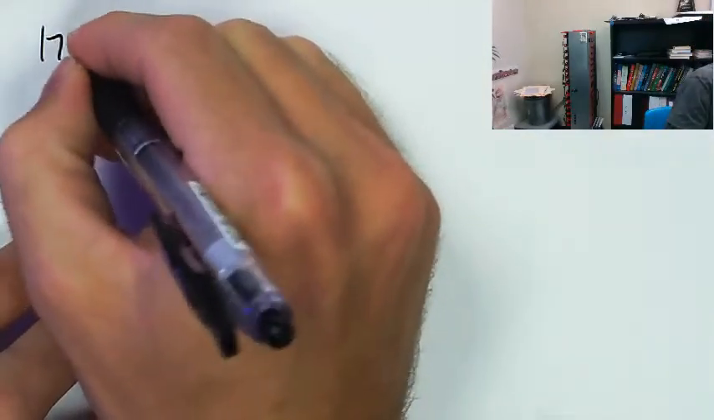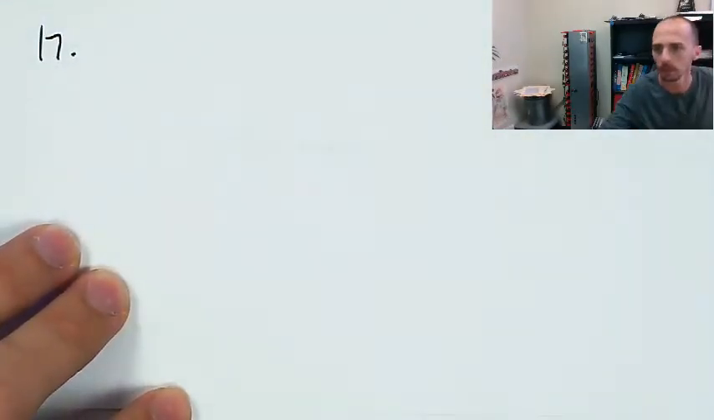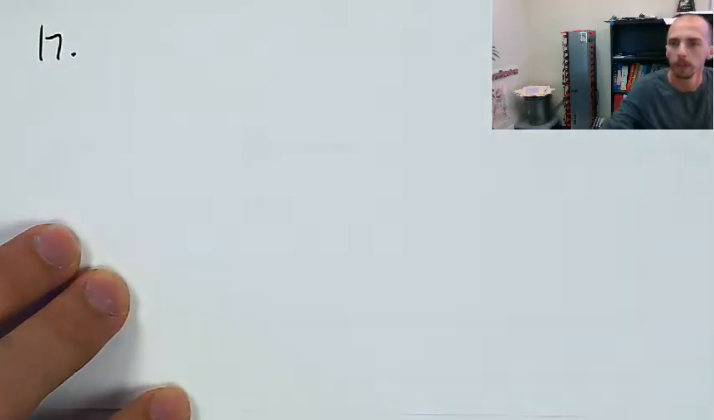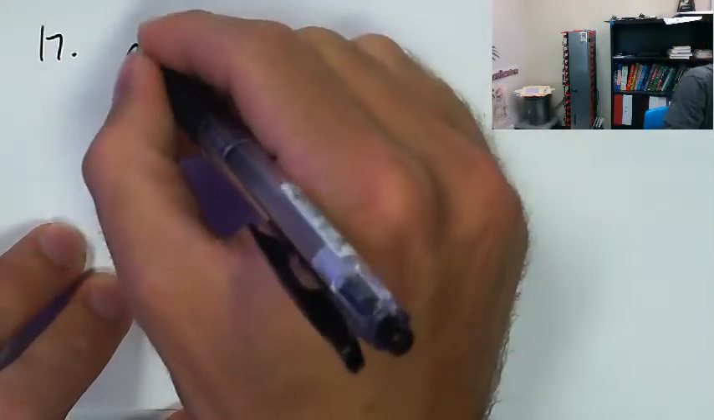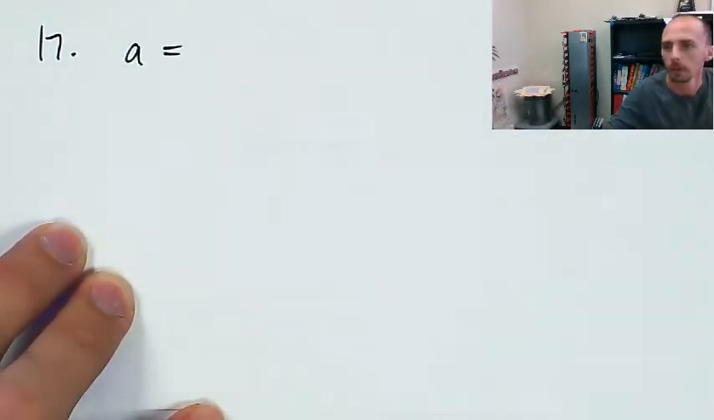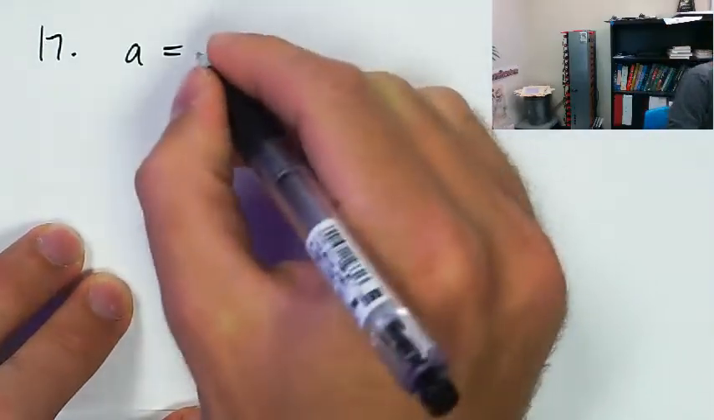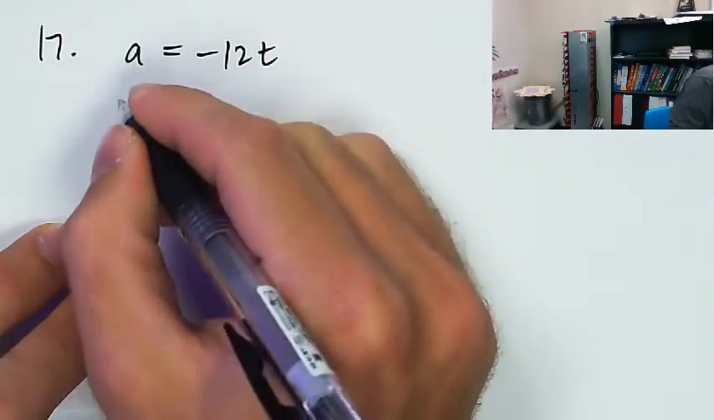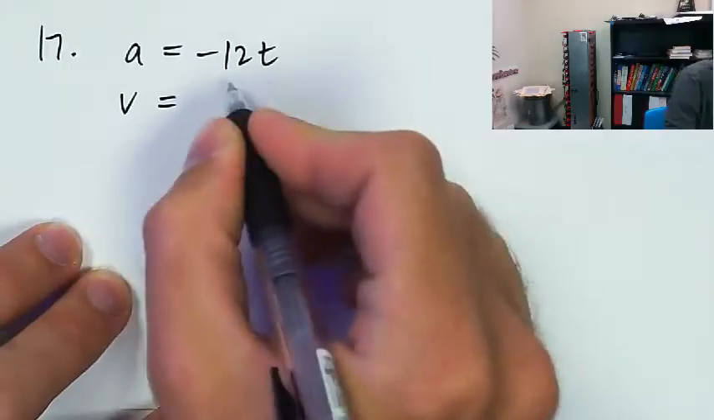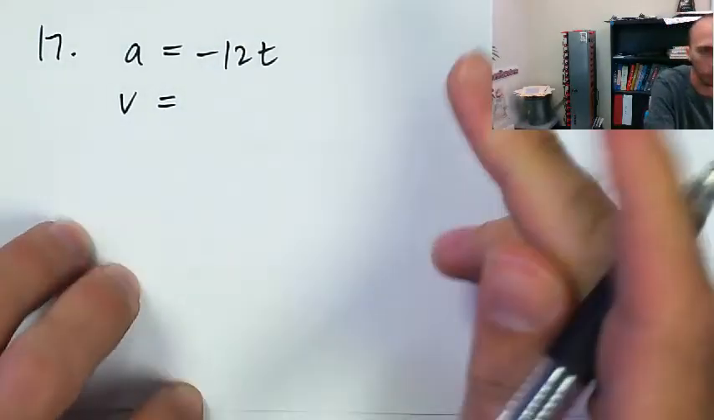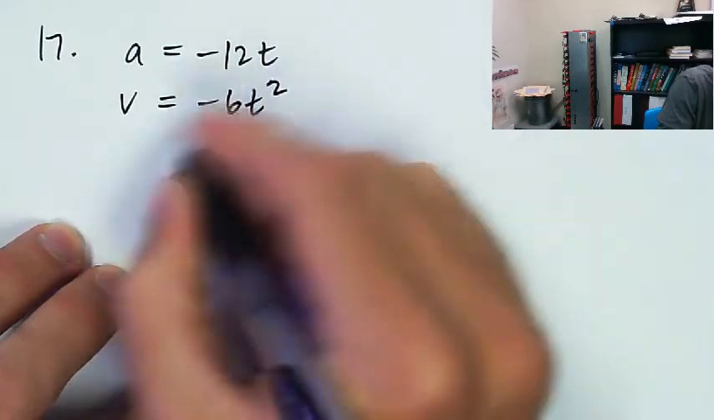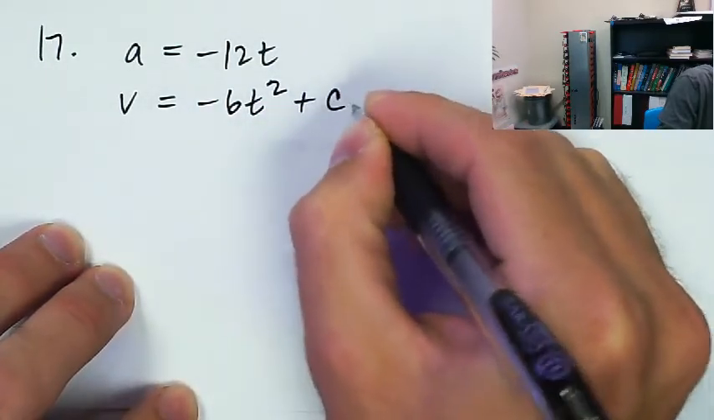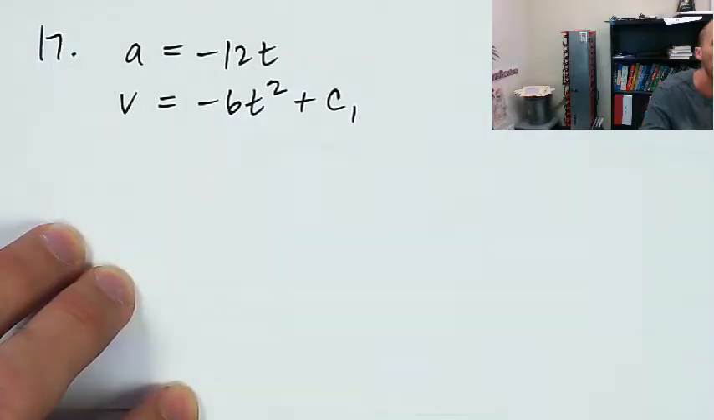And number 17. I've got to be getting close to the end here. Number 17 is going to be an object moves along the x-axis so that at any time t, a of t equals -12t. So I know that velocity is going to be the antiderivative. I'm going to approach this one slightly differently. That's going to be -6t to the 2 plus c1.